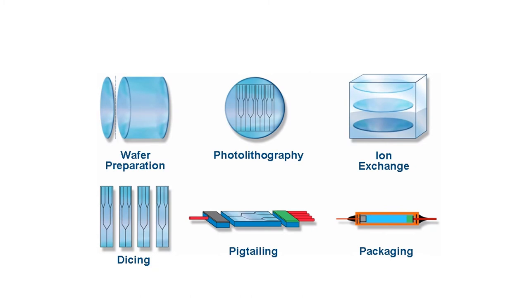In this process, the entire production of a semiconductor device has been summarized. Right from vapor preparation through photolithography, ion implantation, then dicing of the individual chips, then attaching the connection points, or pigtailing, and at the end, the semiconductor device is packaged.